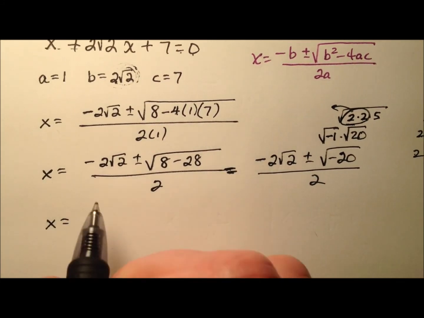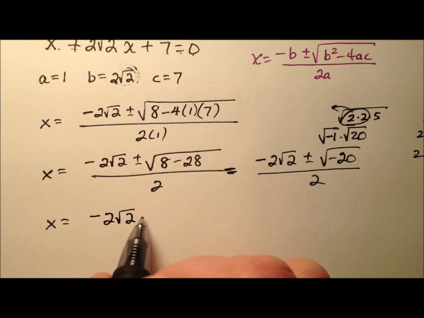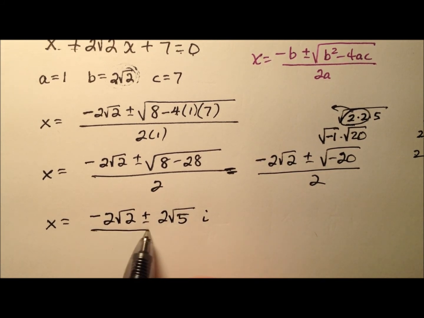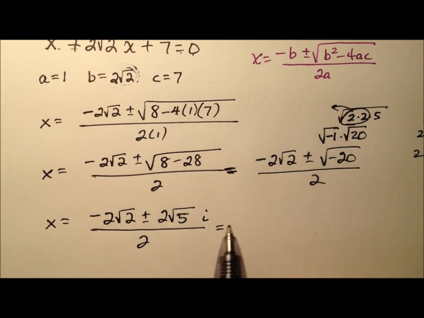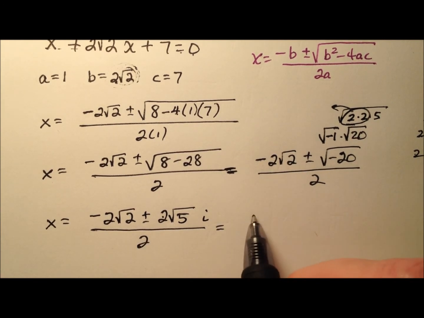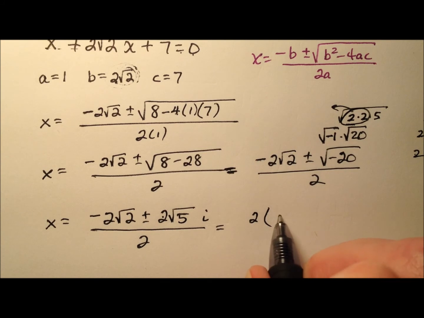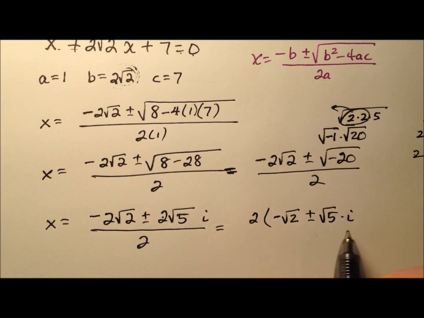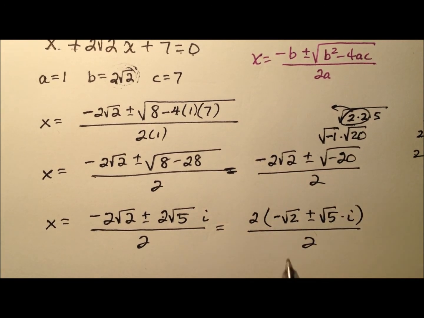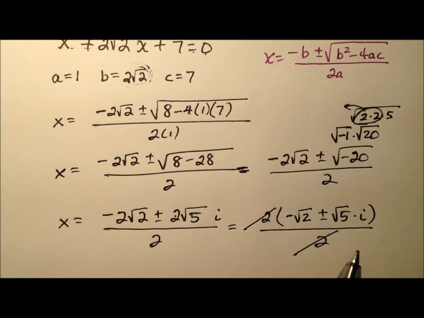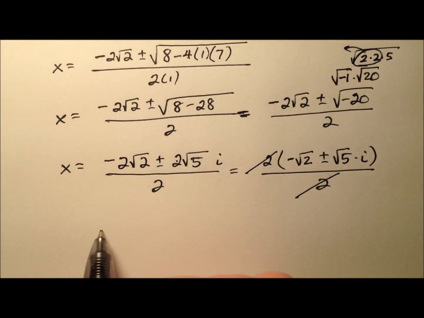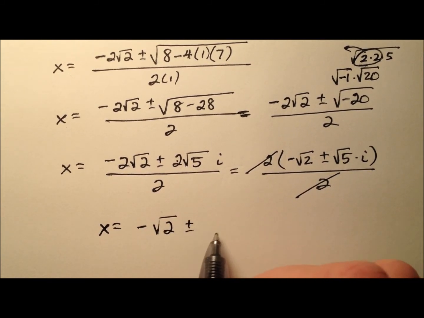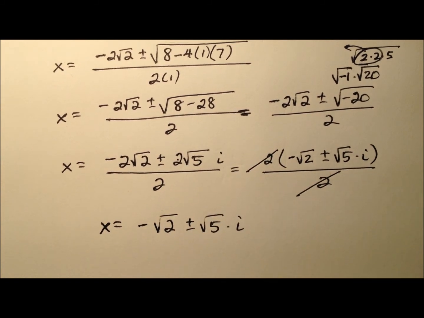Okay, so let's write it like here. So we have negative 2 radical 2 plus or minus, and we just said 2 times the square root of 5i all over 2. And it looks like every one of these terms has a 2, so let's factor a 2 out. So it's negative square root of 2 plus or minus the square root of 5 times i, that's all over 2. So those 2's do indeed cancel. So shuffling up here just a little bit, x equals, looks like the opposite of the square root of 2 plus or minus the square root of 5 times i.